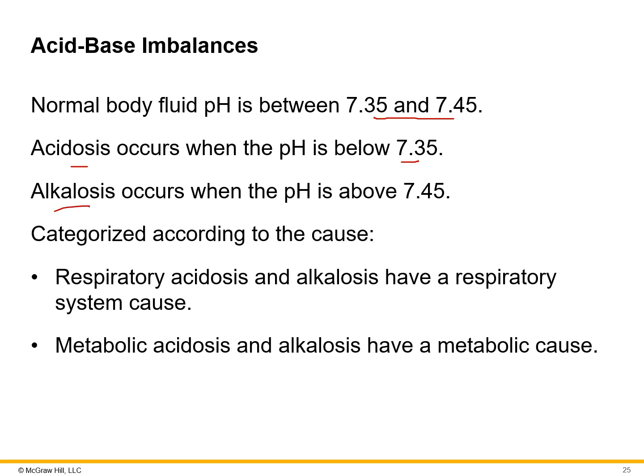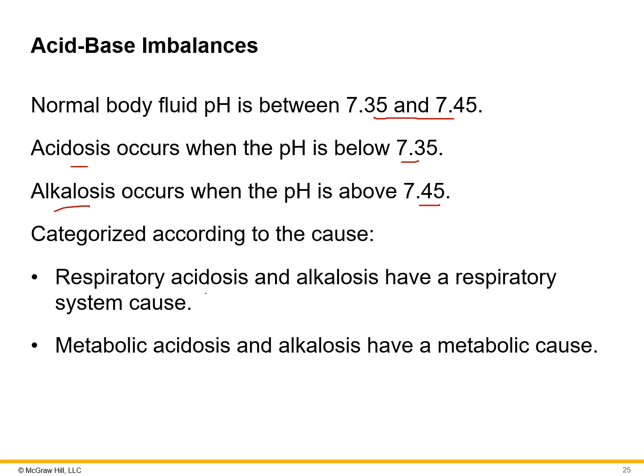Alkalosis, which is alkaline or basic, has a pH above 7.45. So again, buffers are extremely important to keep that pH normal within that very small window to where everything is functioning normally. Otherwise, our proteins start becoming denatured and things start really falling apart.